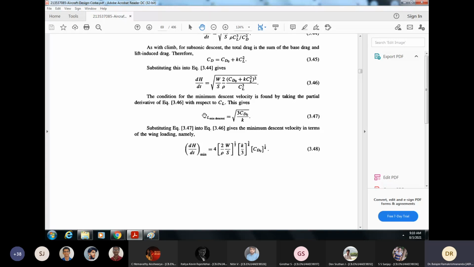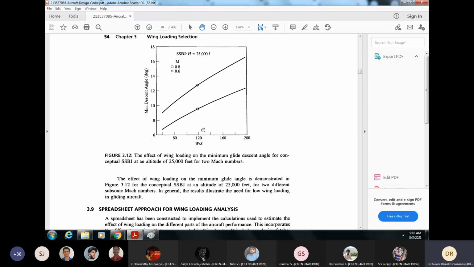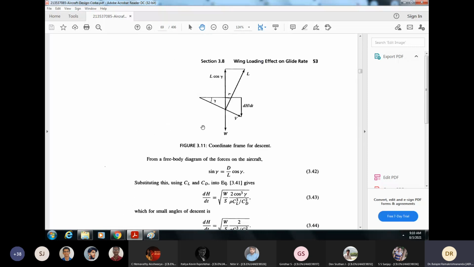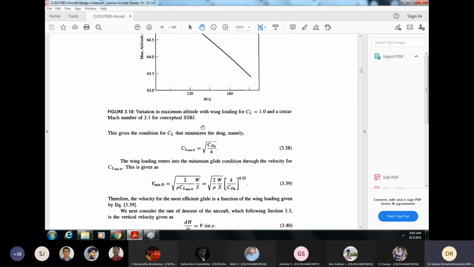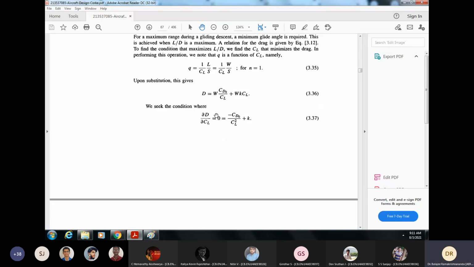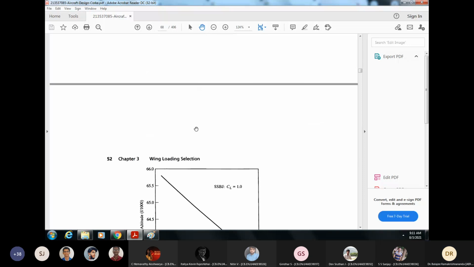CL for minimum descent, endurance. This is for endurance during gliding. You go through this, and you can also consult your earlier flight mechanics notes for gliding. That should be good enough if you encounter any constraint on gliding. If you have a problem, we'll discuss. I don't think any of you will have this in your design. If you have, contact me. Okay.